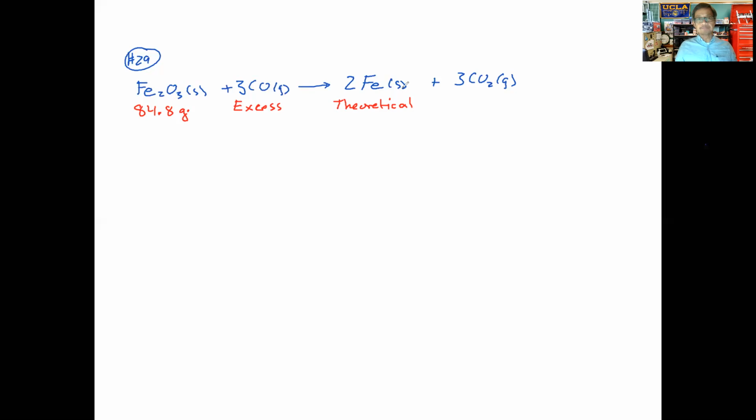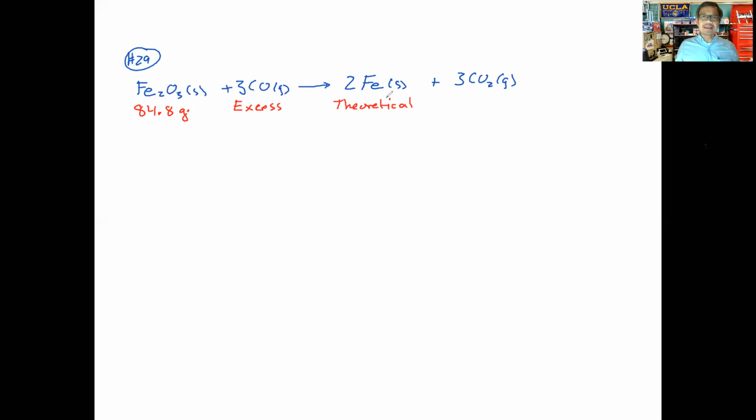We'll talk about why the actual yield, the amount that we actually expect to get, will always be less than the theoretical yield. And so with that said, our percent yield will be lower. We'll use that to talk about percent yields as well. But the actual yield is always less than the theoretical yield.